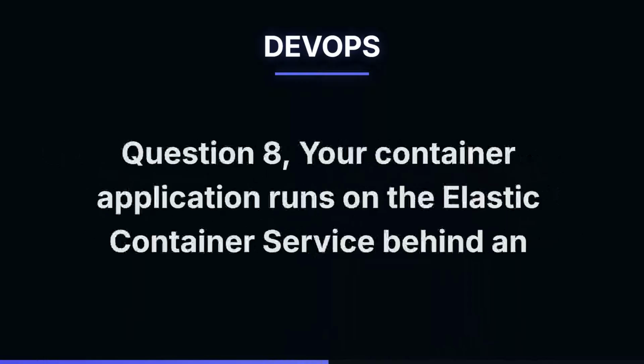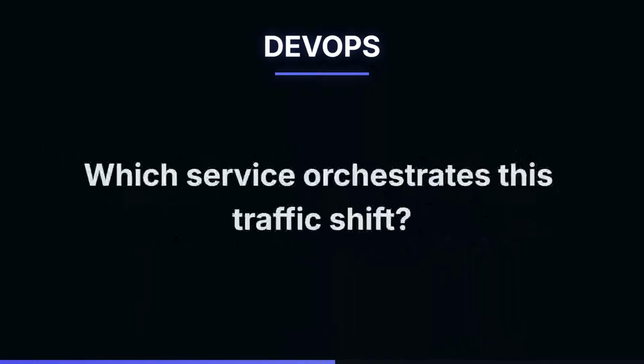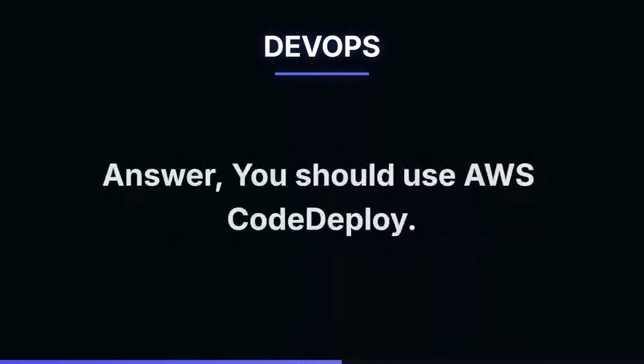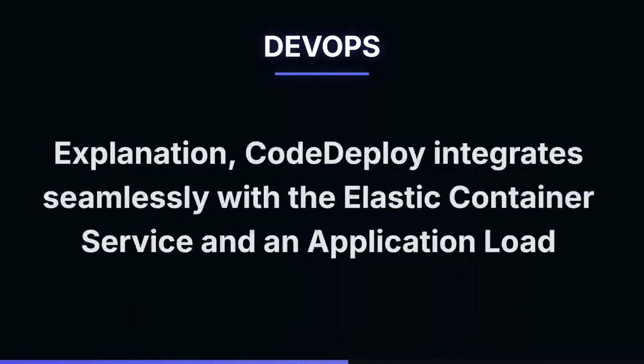Question 8. Your container application runs on the Elastic Container Service behind an application load balancer, and you need to perform a safe blue-green deployment. Which service orchestrates this traffic shift? Answer: you should use AWS CodeDeploy. Explanation: CodeDeploy integrates seamlessly with the Elastic Container Service and an application load balancer to manage blue-green traffic shifting automatically.